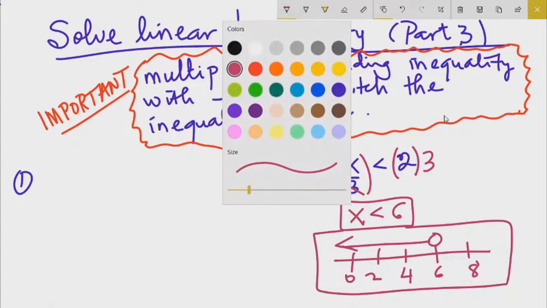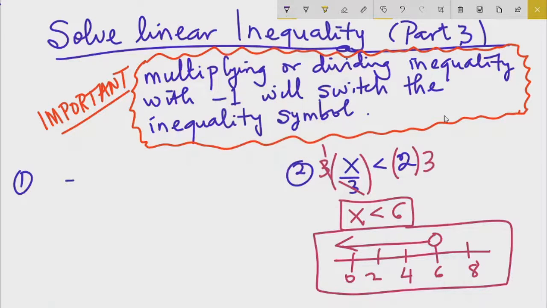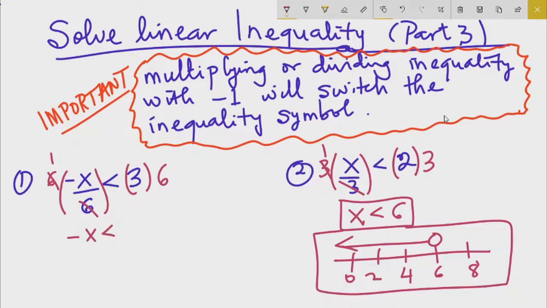So let's say we have negative x divided by 6 is less than 3. So we know that to be able to solve this, we need to multiply both sides by 6 to get rid of the division by 6. Okay, so 6 goes into 6 one time. So this will give us negative x is less than 3 multiplied by 6, that is 18. So this is not the solution because we have negative x less than 18. So we need to take care of the negative.